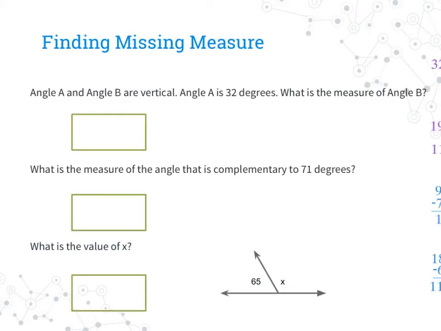So the next thing they're asking us to do is find the missing measure. It's going to give us one measure and tell us something about the angle relationship. We're going to use what we know about angle relationships to find the piece that is missing.